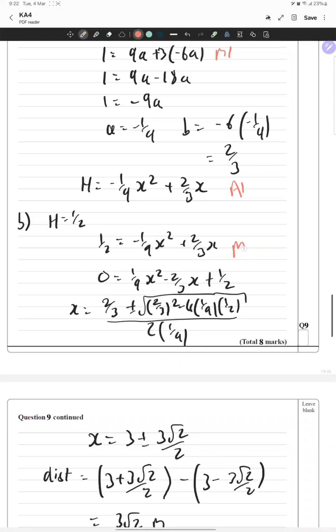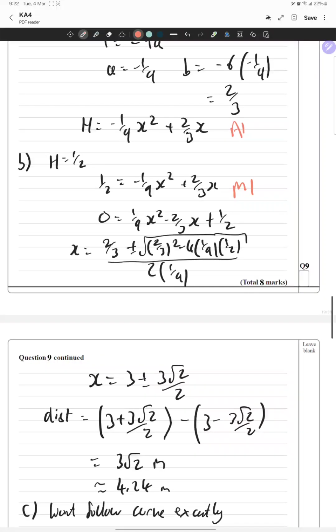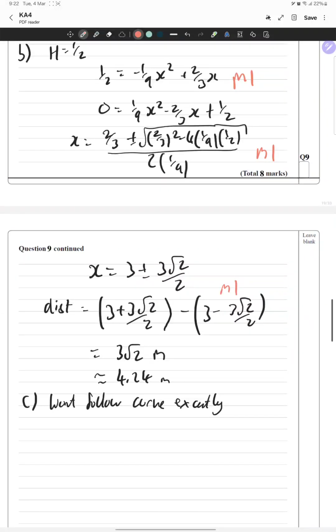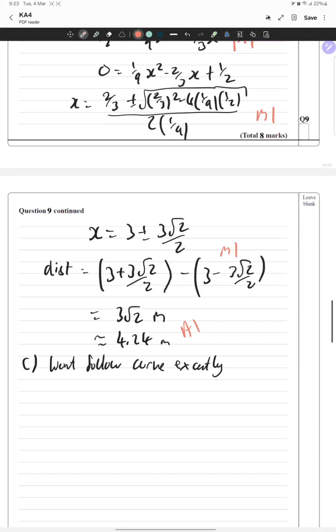Part 2b, M1 for setting it equal, M1 for attempting to solve the quadratic, M1 for doing the difference between your two roots, and an A1 for either of those answers. And C is just a B1, either you said something that was correct or not.